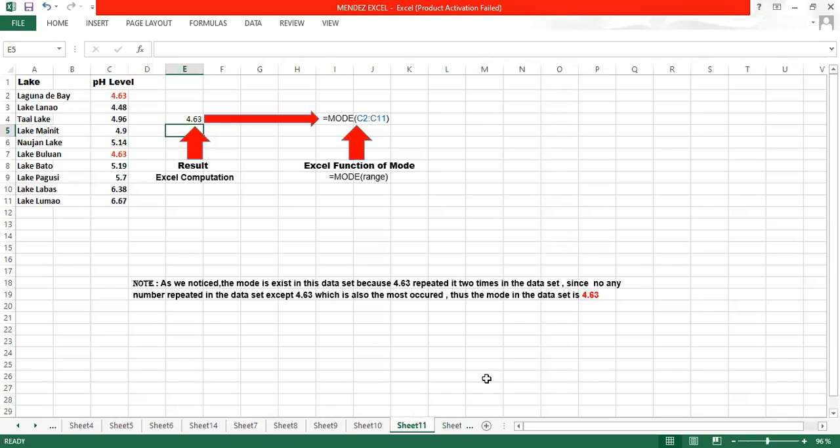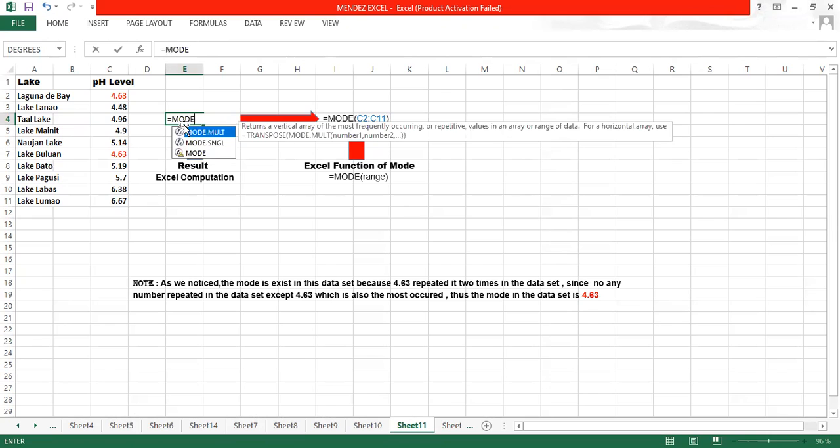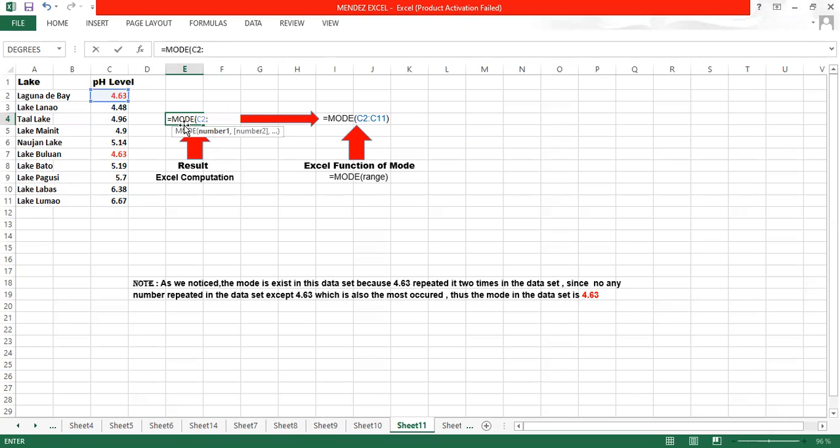I will show you the actual computation. Okay, let's assume that we don't know yet. So these are the highlighted cells and that will be our range. Just include equals, mode, open parenthesis. Our range is C2 to C11, then close parenthesis, then press enter. So the result is 4.63.